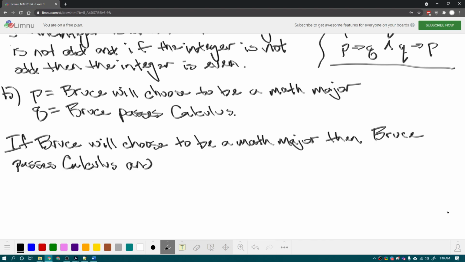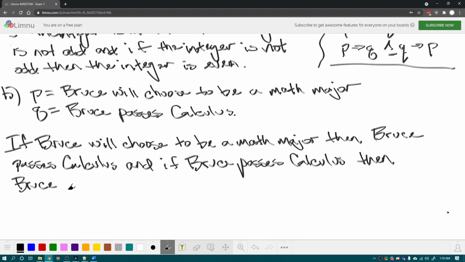Don't forget the "and", right? That is the middle part here. Now it's the opposite order. If Q, if Bruce passes calculus, then P: Bruce will choose to be a math major. And that's it. We're done.